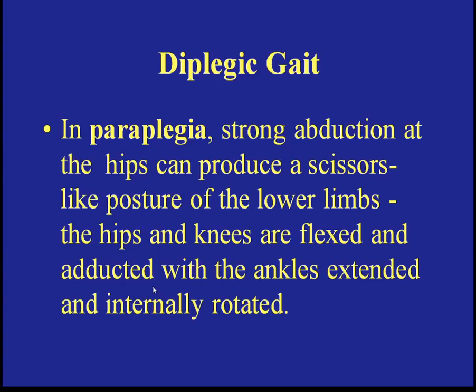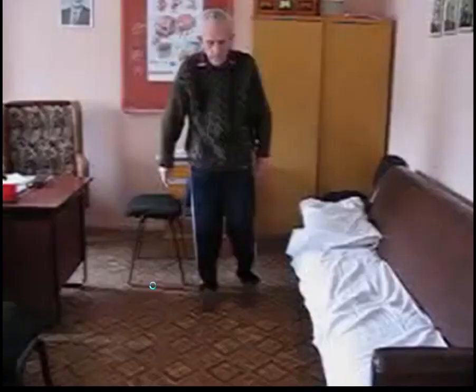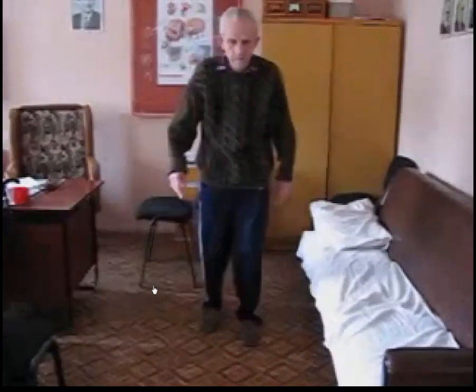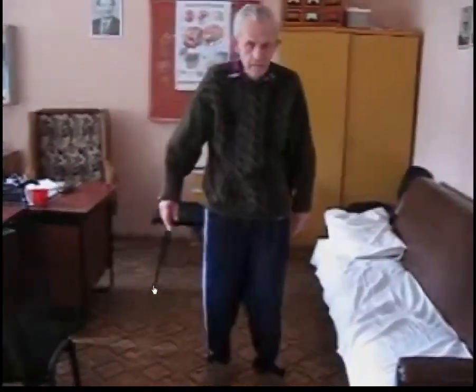In case of spastic paraplegia, both lower extremities are affected. When patients have lower spastic paraplegia, we have diplegic gait. Strong adduction at the hips can produce a scissors-like posture of the lower limbs. The hips and knees are flexed and adducted with the ankles extended and internally rotated. So, knees together, feet apart. Like in this case, this is a patient after spinal stroke, lower spastic paraplegia.